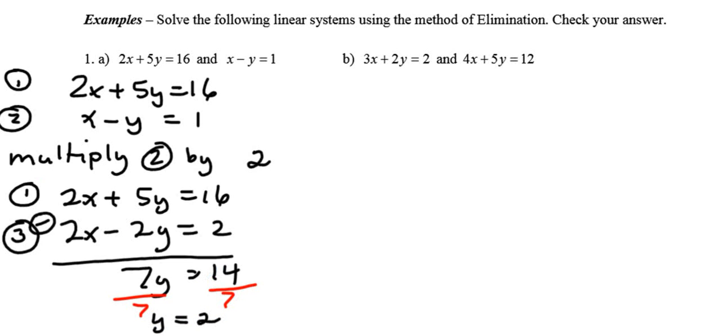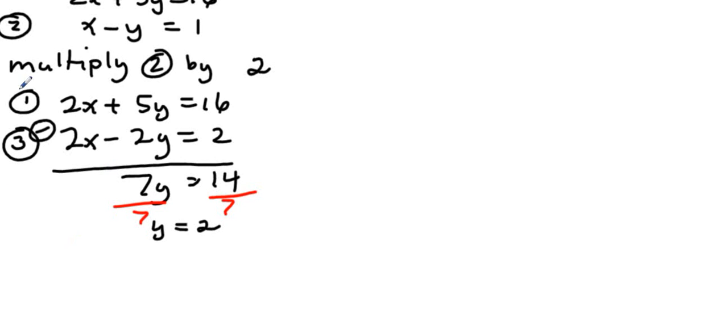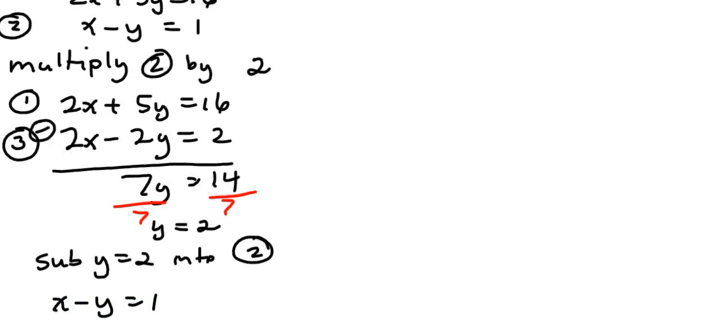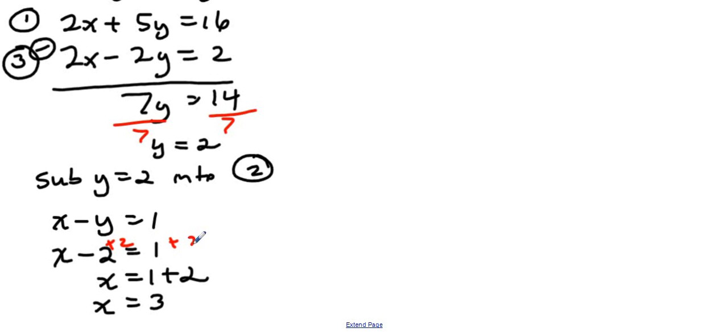All right, let's find out what x equals. I think it looks better to substitute into 2. You always go back and substitute. I think it's a good idea to substitute into one of your originals. So sub y equals 2 into 2. And so we would end up with x minus y equals 1, and then x minus 2 equals 1. And of course then x is equal to 1 plus 2, or x is 3 when we add 2 to both sides, right? Plus 2 plus 2. All right, so we end up with x is 3.